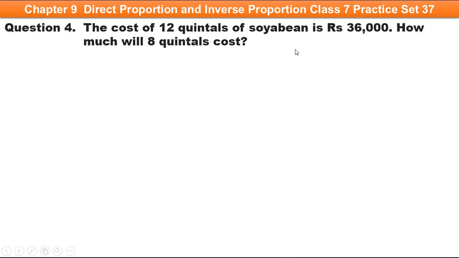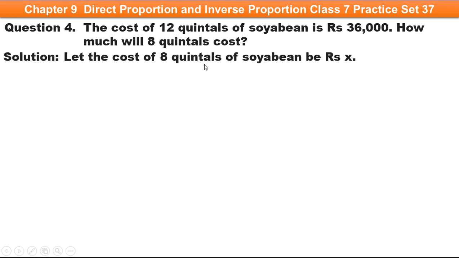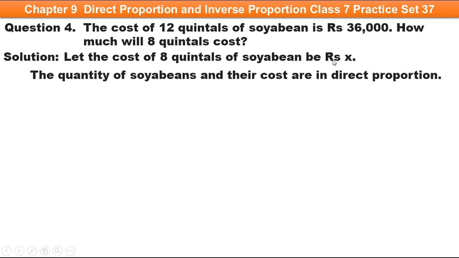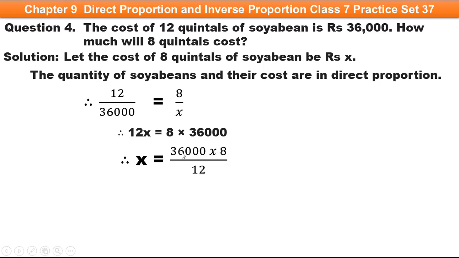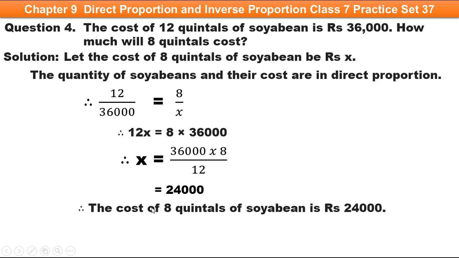Question fourth. The cost of 12 quintals of soybean is rupees 36,000. How much will 8 quintal cost? Solution. Let the cost of 8 quintal of soybean be rupees x. The quantity of the soybean and their cost are in direct proportion. Therefore, 12 upon 36,000 is equal to 8 upon x. 12x is equal to 8 into 36,000. Therefore, x is equal to 36,000 into 8 divided by 12 is equal to 24,000. The cost of 8 quintal of soybean is 24,000.